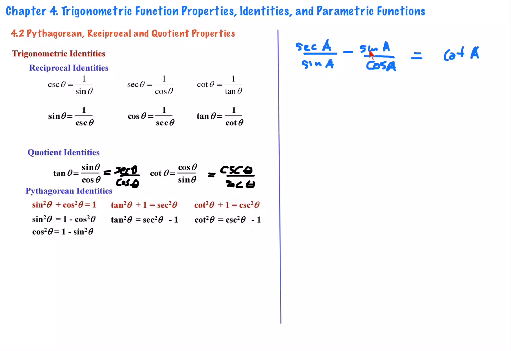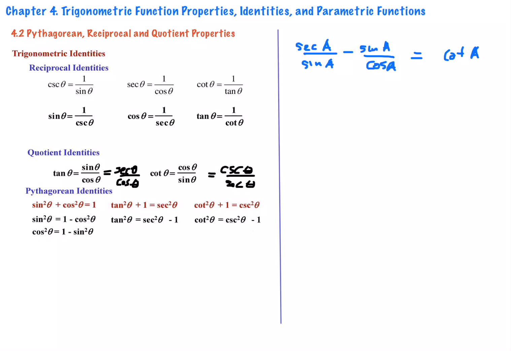So let's try this kind of problem. Given that secant A over sin A minus sin A over cos A, we have to prove that it's equal to cotangent A. So proving means that you only look at one side, okay? You don't try to mix both sides, so only on the left side, and then you work it from here and then go to cotangent A.